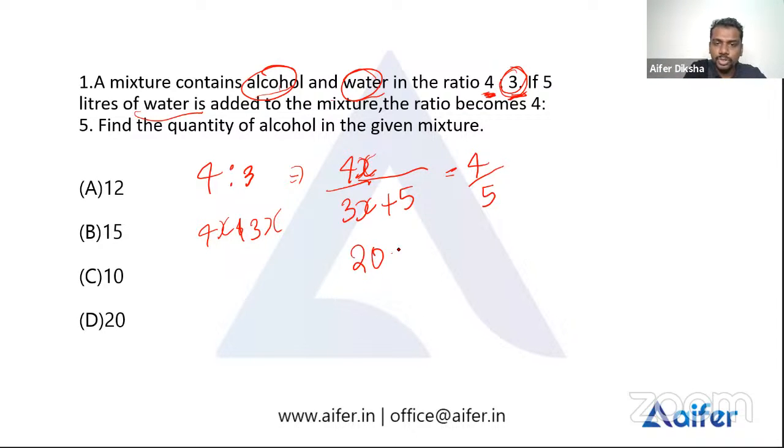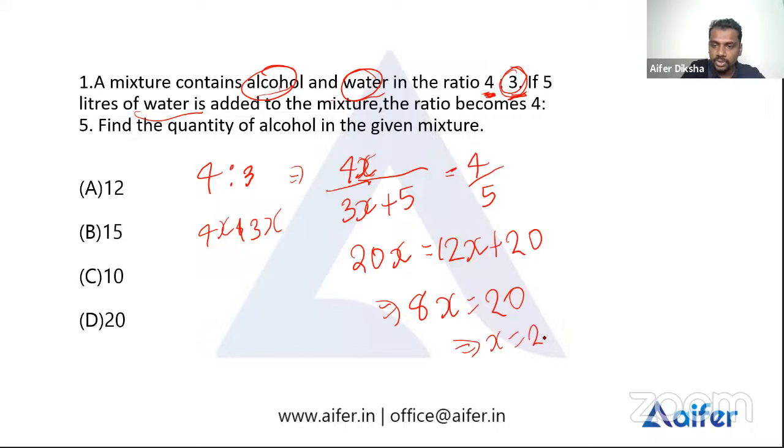So we have, cross multiplying, 5 into 4x, 20x, is equal to 4 into 3x, 12x, plus 20. So we have 8x is equal to 20. If you have any confusion regarding any of these steps, you can put it in the chat box. x is equal to 20 by 8, that is 2.5. So we have 2.5 as the original value. So alcohol is 4x, that is 4 into 2.5, 10. And water is 3x, that is 3 into 2.5, 7.5.